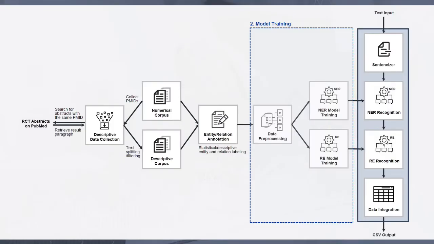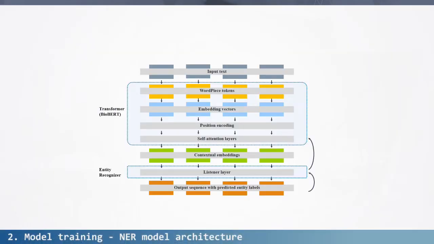The second part is model training. We use BioBERT, a pre-trained, domain-specific transformer-based model for biomedical language representations, to develop two deep neural network models. First, for the NER model architecture, BioBERT is set at the beginning of the pipeline as the embedding layer and gives contextual embeddings. The second component is the entity recognizer, which is a transition-based component that identifies non-overlapping spans of tokens.